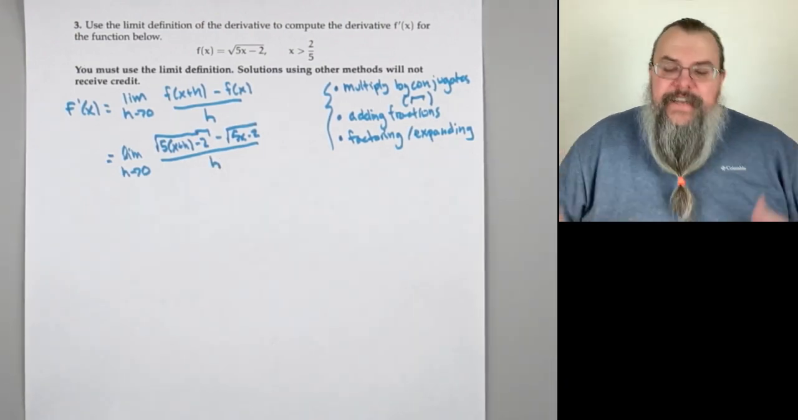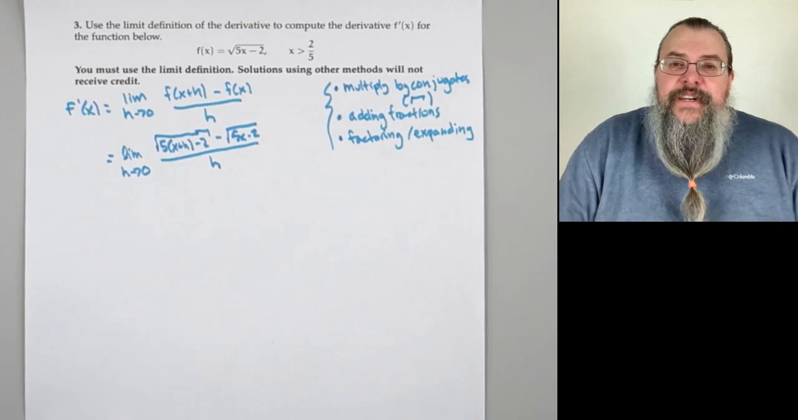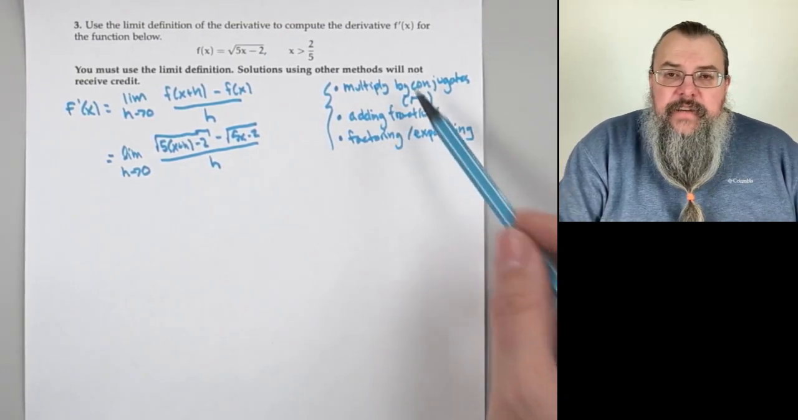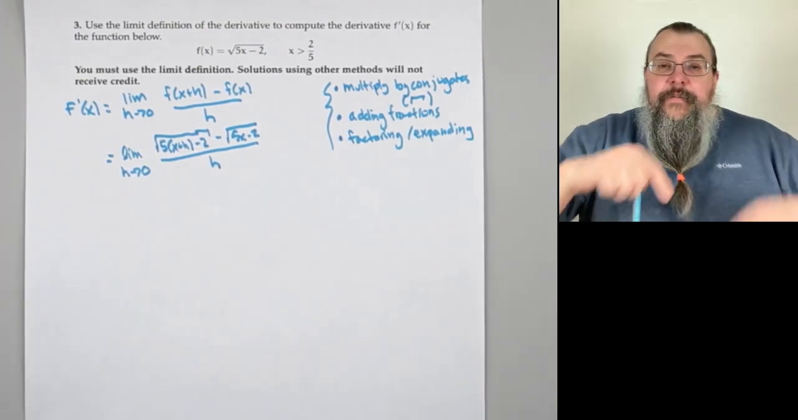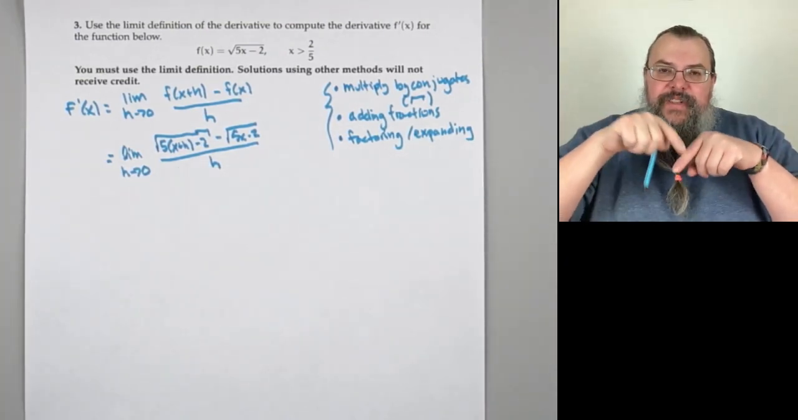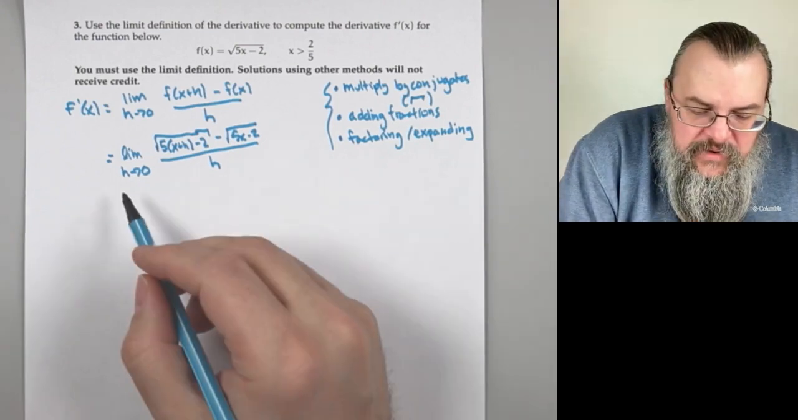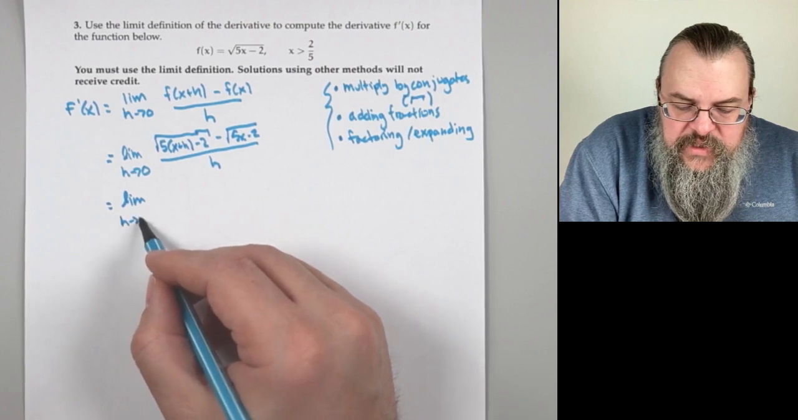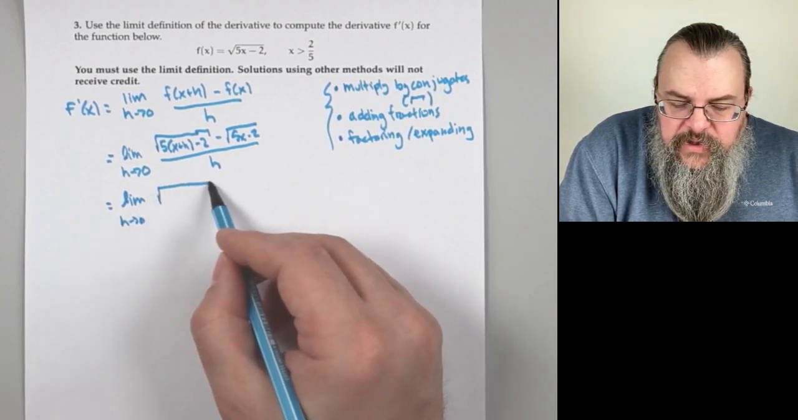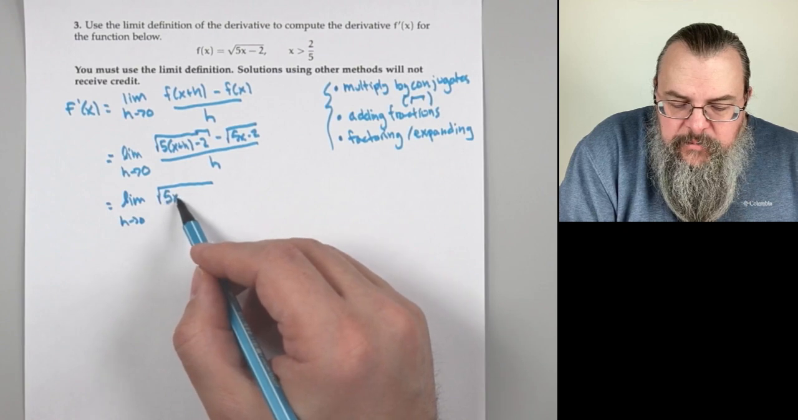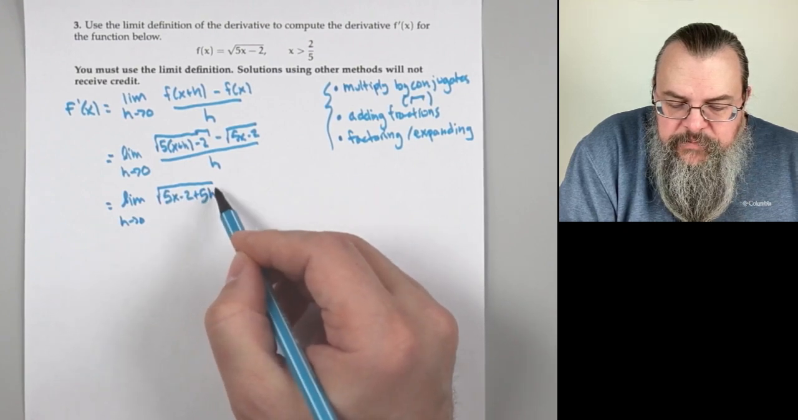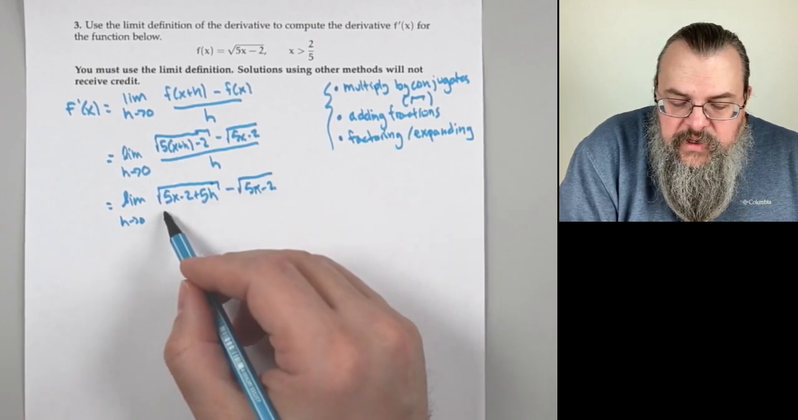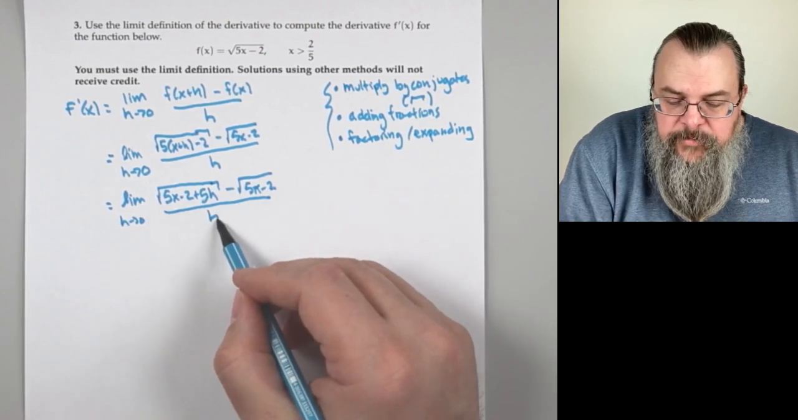Okay, now comes our algebra. All right, what do we need to do? First off, let's clean things up. We're going to do some expanding on the inside. Basically, we're going to take care of that plus h and just expand it out. So we can write this as the limit as h goes to 0 of the square root of 5x minus 2 plus 5h, and then minus the square root of 5x minus 2, all over h.